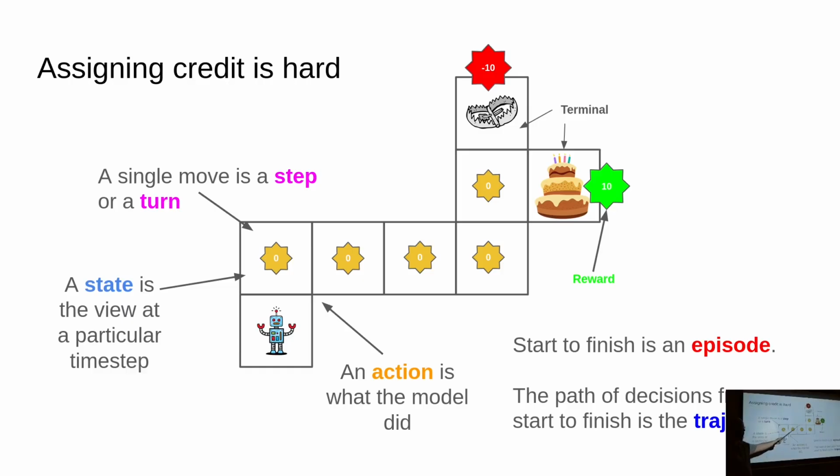So if this world would change as the robot moved, the state would change as it stepped. An action is whatever the model did. A start to finish, be it into the bear trap, timeout, or into the cake, or off the world's edge, that's an episode. And the series of decisions and actions that the agent took, so every observation, every state, and every action taken throughout the entire episode is your trajectory. Whenever you hear these terms, this is what it's talking about.